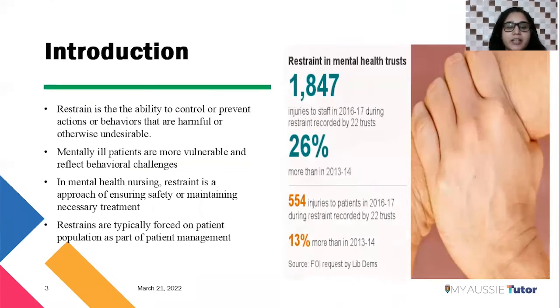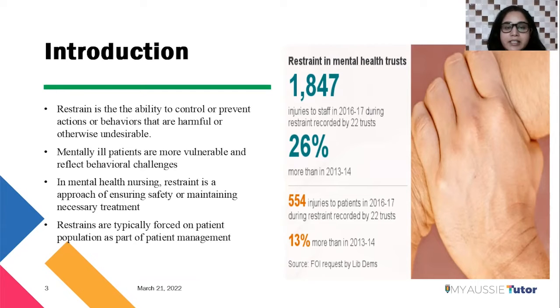Moving further, restraint can be defined as the ability to control or prevent actions or behaviors that are harmful or otherwise undesirable. Mentally ill patients are more vulnerable and therefore reflect a lot of behavior changes. They most of the time do not understand the situation and they reflect poor and bad mood behavior, which sometimes leads to self-harm or harm to others.